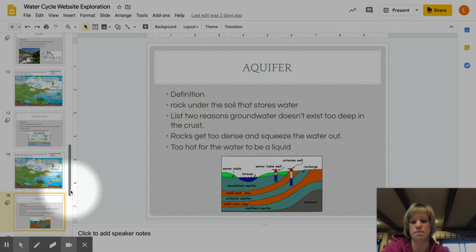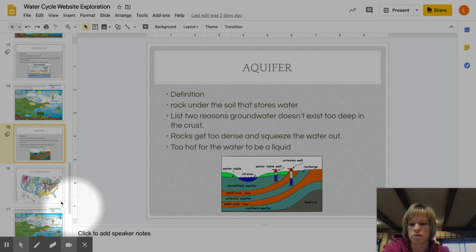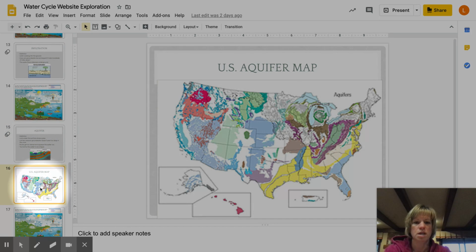And so I wanted you guys and girls to check this out with me, though. So this map is a U.S. aquifer map. Now, what do I mean by that? So get this, think this through. Are aquifers water or are aquifers rocks? And the right answer to that is rocks.